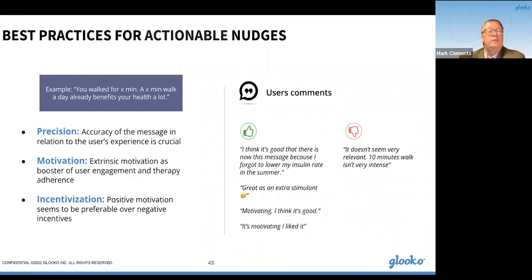Next, there should be a precision to the messages, so they should relate to the user's actual experience. Otherwise, they may not trust the nudging that they're receiving. It should link to their motivation, internal or external. In some cases, one can use motivational interviewing techniques in a text messaging intervention. And in some cases, one might consider a behavioral incentive from behavioral economic theory.